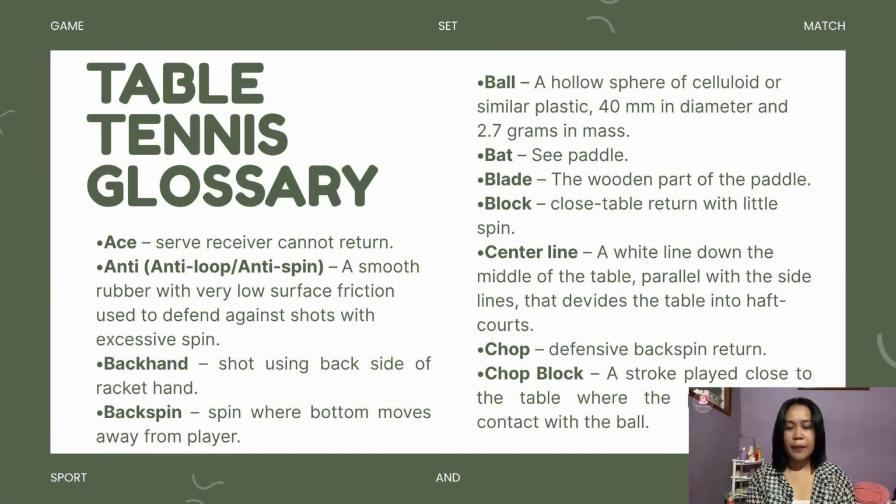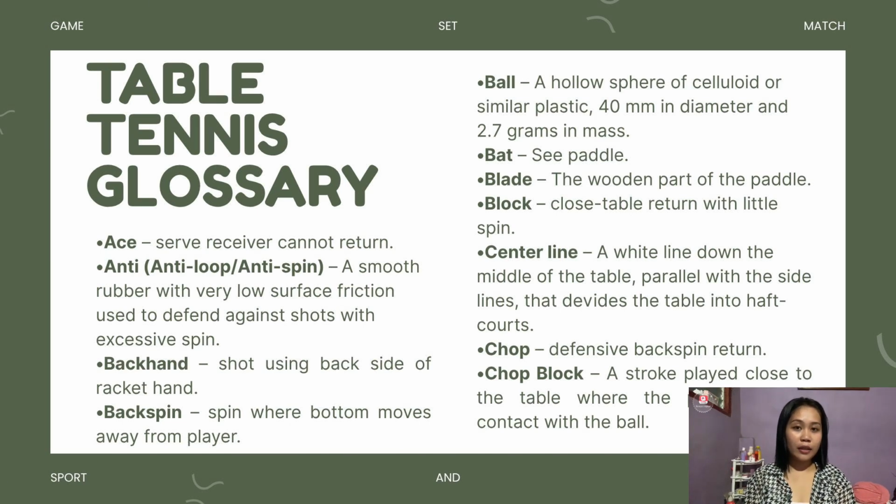And the next is the term anti-spin or anti-loop rubber. Refers to a special type of rubber placed on the paddle. It has very low friction, meaning it reduces the spins of the opponent's shot. Defensive players often use this to control strong spins and make returns more difficult for opponents. And the backhand is a stroke made using the backside of the racket hand. For example, a right-handed player uses the left side of the body to perform a backhand shot. This stroke is commonly used for quick returns and defensive plays.